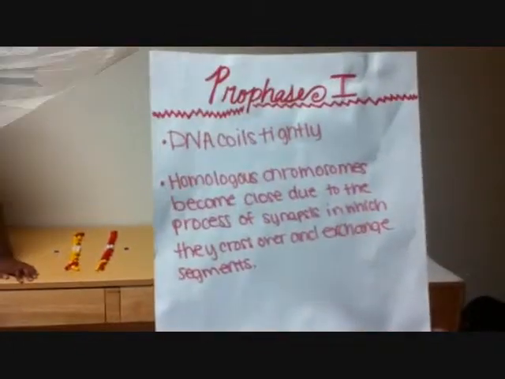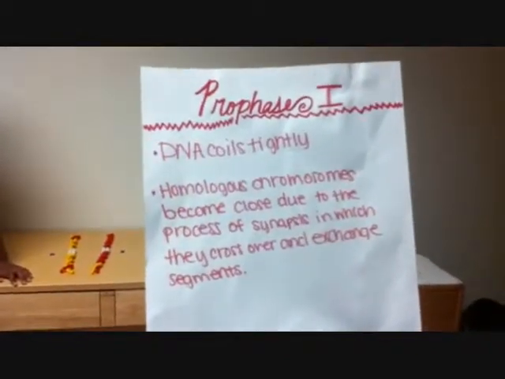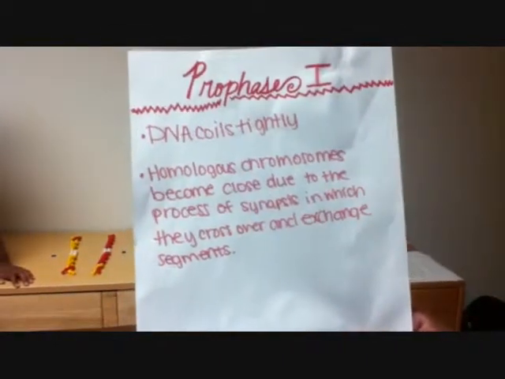The first stage in meiosis is prophase 1. During prophase 1, DNA coils tightly and the homologous pairs of chromosomes become closer and closer due to synapsis, and the chromosomes cross over and exchange segments.